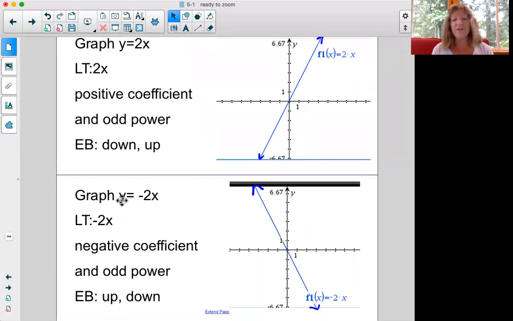And you know how to graph y equals negative 2x from Algebra 1. And if you did a little sketch of it, you would remember, oh, negative coefficient, odd power, end behavior is up, down.